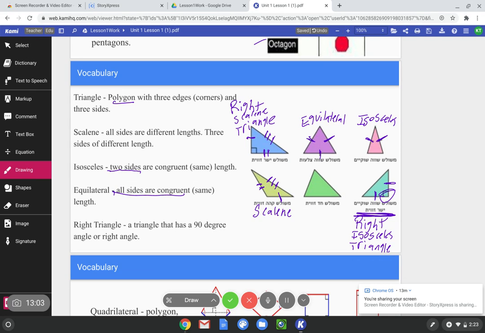Now, and just to be fair and inclusive, this triangle right here is scalene because all sides are different lengths, excuse me. So remember, we want to make sure that we give triangles their full name. We want to make sure that we acknowledge all of their attributes.